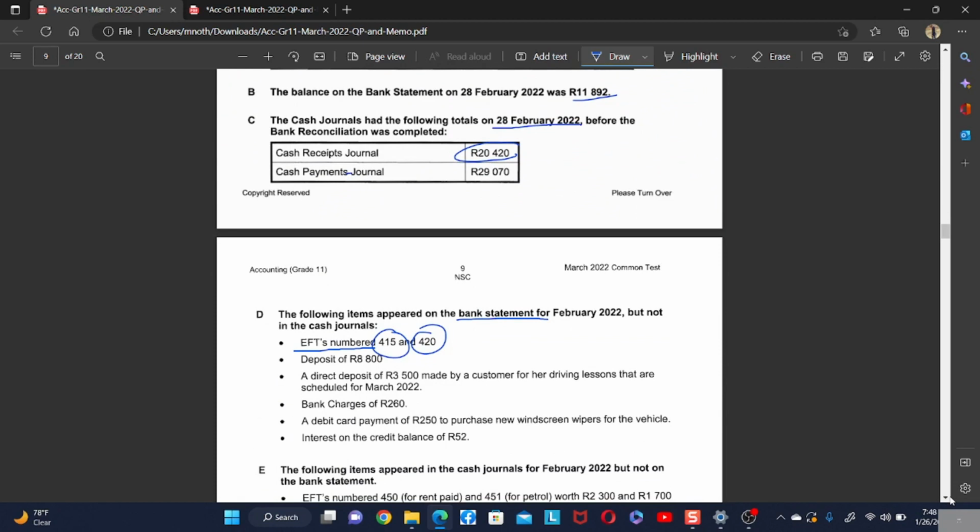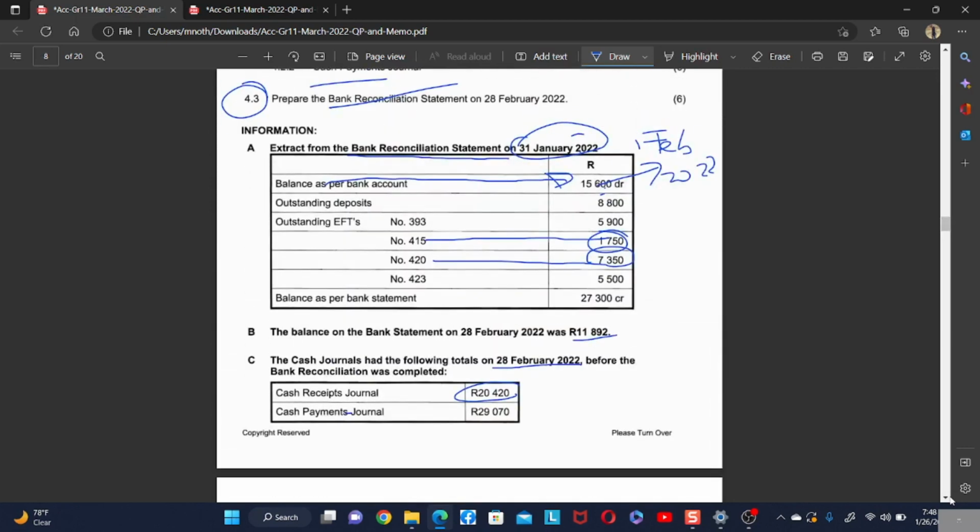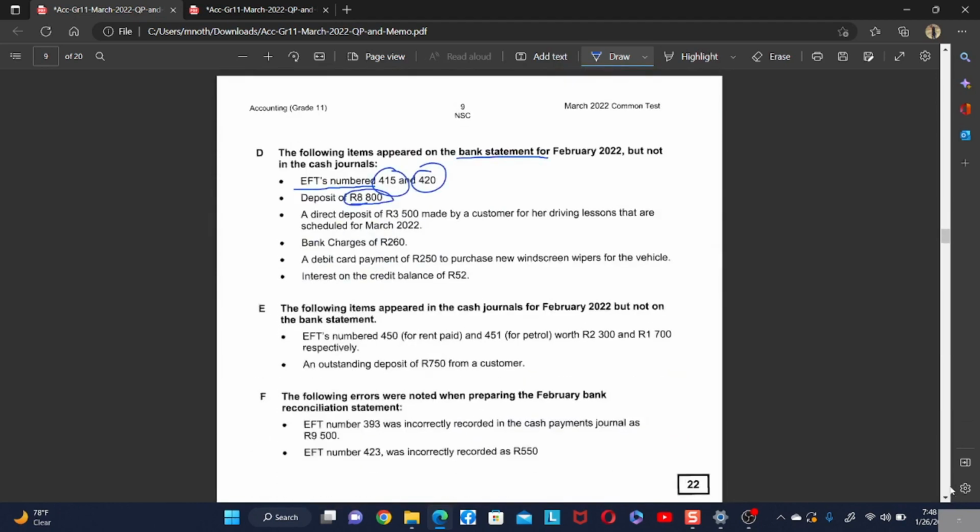Same as the outstanding deposit. We have an outstanding deposit of 8,800. So here they are just showing us that now the deposit that was not appearing in the bank statement is now appearing. So we don't have to record it because they are just telling you that it is now appearing in the bank statement. So we don't record the two.